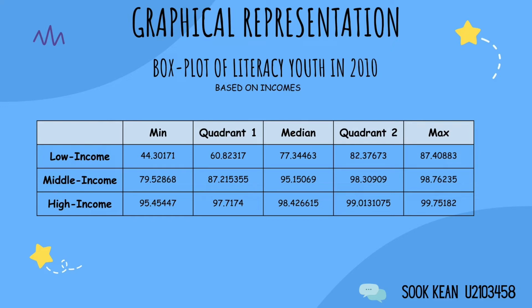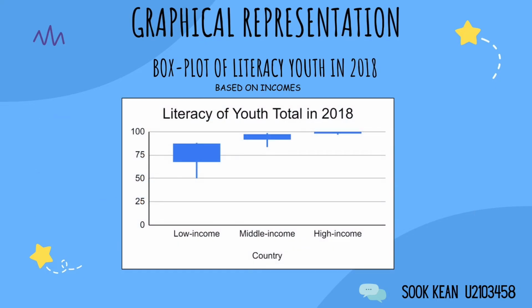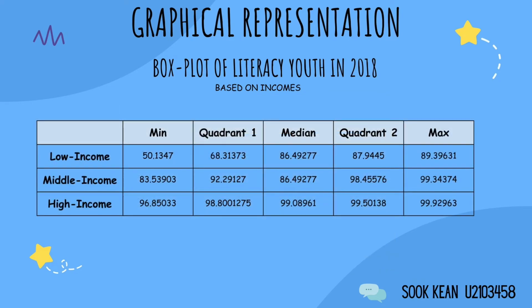For the high income country, the minimum is 95.45447, quartile 1 is 97.7174, the median is 98.6426615, quartile 2 is 99.0131075, and the maximum is 99.75182. The following slide is about the box plot of youth literacy in 2018, and this is the graphical representation.